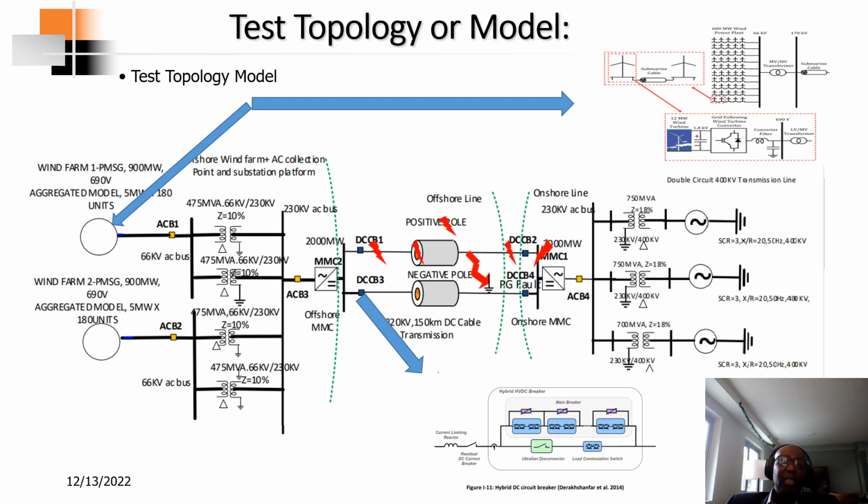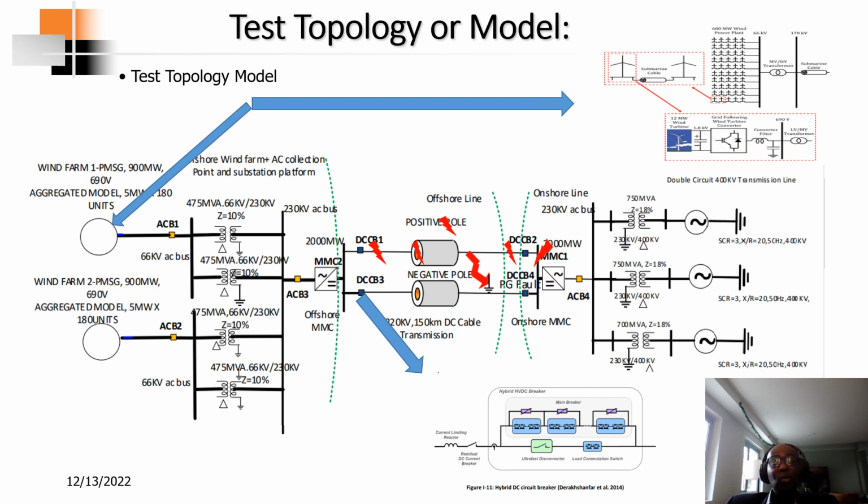The converter at the offshore side is a modular multilevel converter with half-bridge submodules, and it's rated at 2,000 megawatts. It was modeled in a detailed equivalent model, and what it does is convert the AC power to an equivalent DC power.